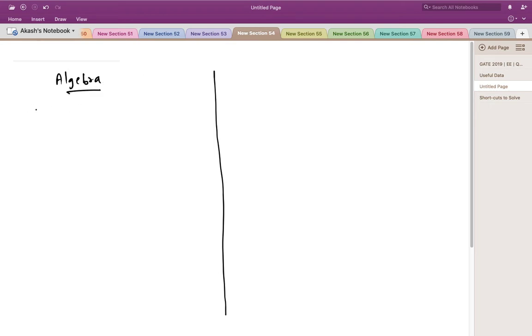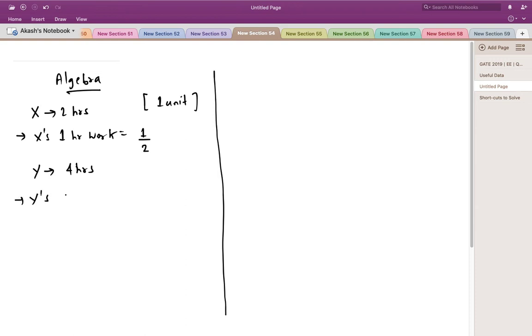It is given that X can complete the total work in 2 hours, which means that X's 1 hour work would be 1 upon 2 units, where the total work done is 1 unit. So X's 1 hour contribution would be 1 upon 2 units of the total work. Similarly, Y can do the work in 4 hours. Therefore, Y's 1 hour work would be 1 upon 4 units.